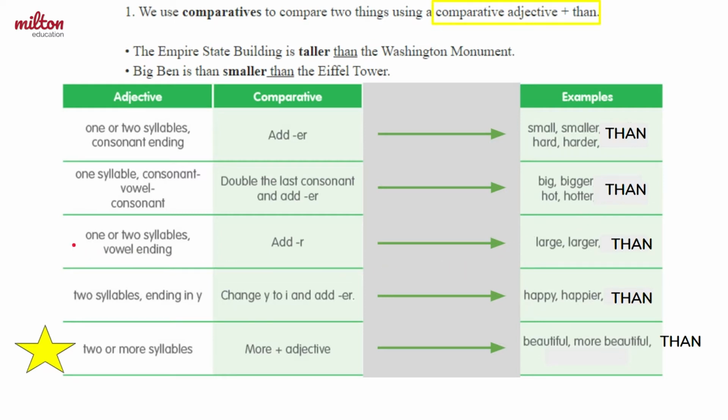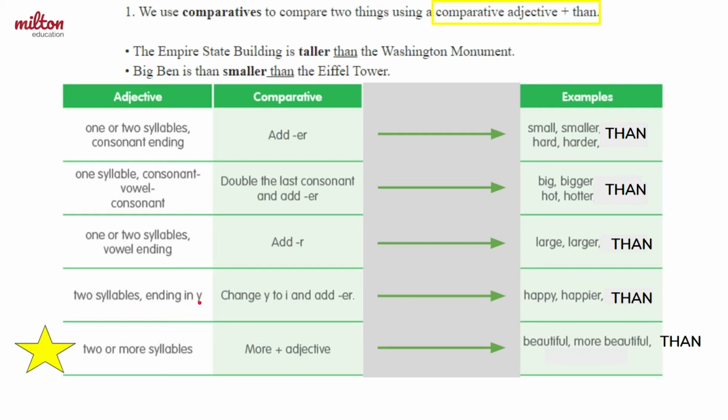Now, if the adjective has 1 or 2 syllables and ends in a vowel, we just add the letter R. For example, large ends in a vowel, or E, so we just say larger than. Just add the R.